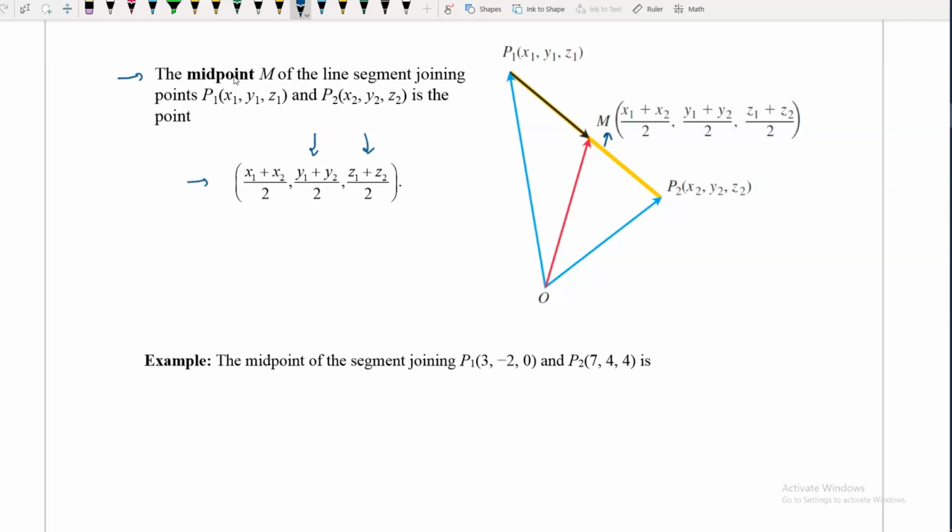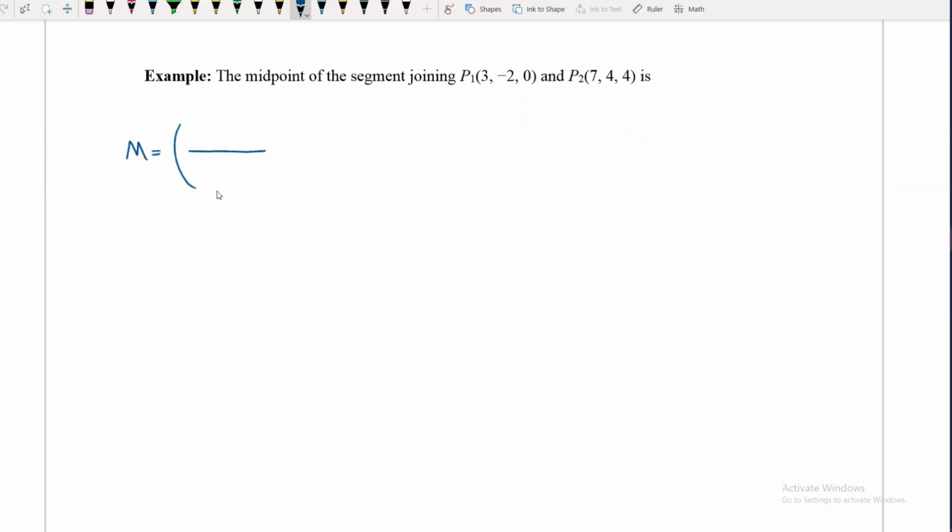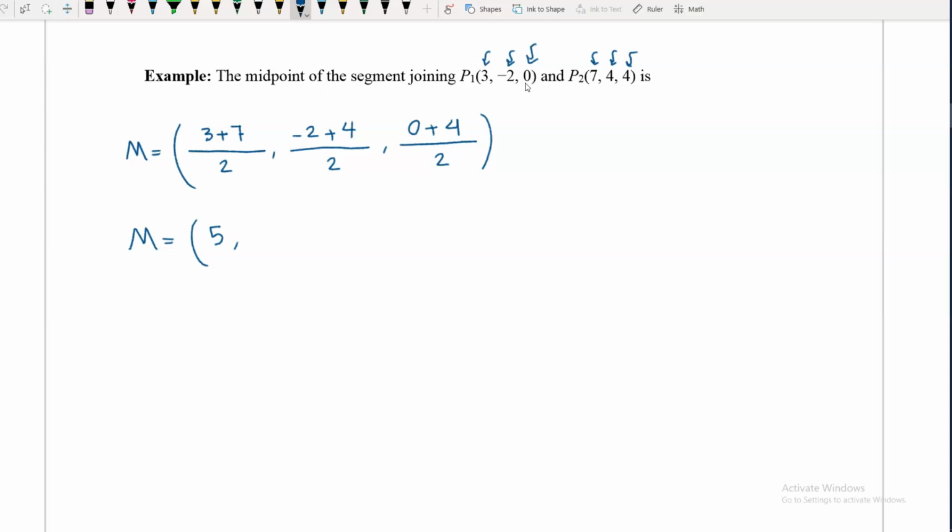So this is what we have for M, and now here an example: the midpoint of the segment joining P1 and P2. P1 is 3, negative 2, 0, and P2 is 7, 4, 4. So the midpoint is equal to, here we have 3, here is 7, these two numbers divided by 2. And here we have negative 2, here is positive 4, so add these two numbers and then divide by 2. And finally, 0 plus 4 divided by 2. So the midpoint is equal to, we have 10 divided by 2, it is 5. We have 2 divided by 2, it is 1. 4 divided by 2, it is 2. So this is our answer for the midpoint.